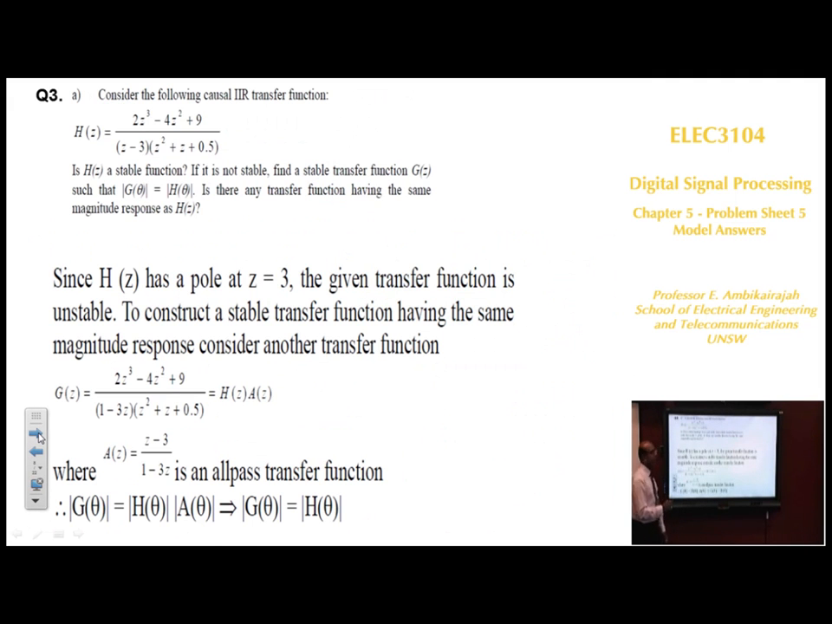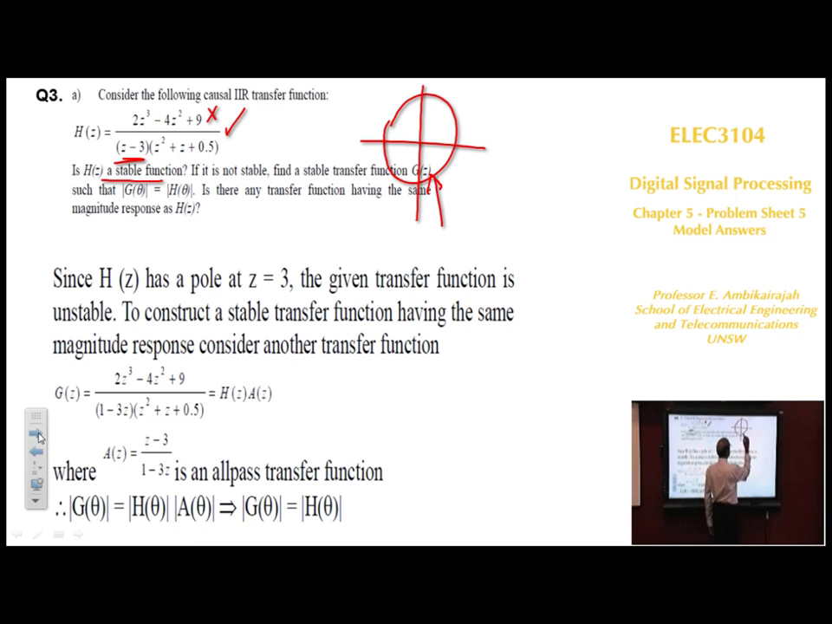Next question. Now, this question, you have been given a causal IIR filter. Is H(z) a stable function? First the question. Now, stability is controlled by poles, right? Poles must be inside the unit circle. So we are going to look at the poles. We don't need to worry about zeros. And this is set equal to 3.